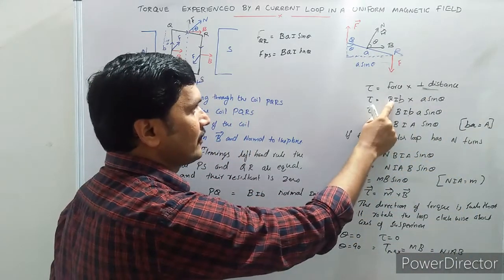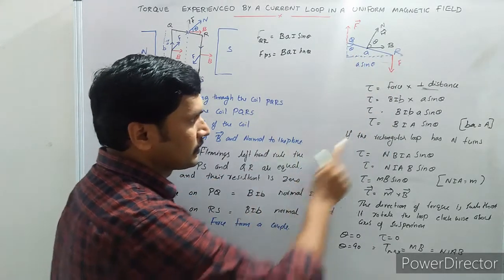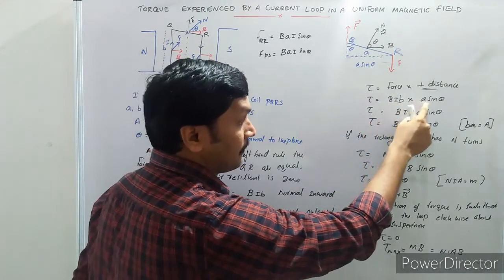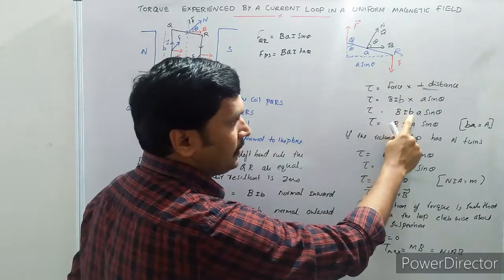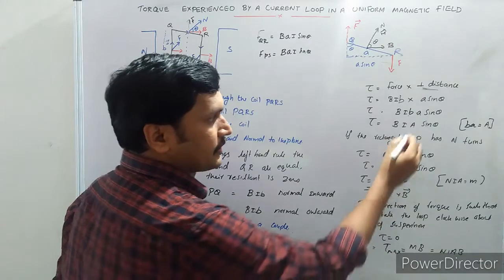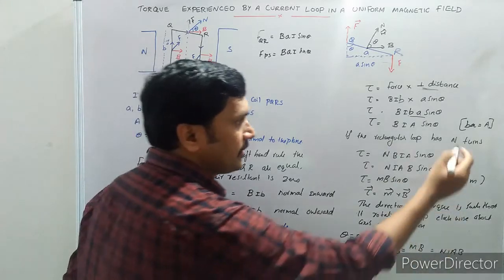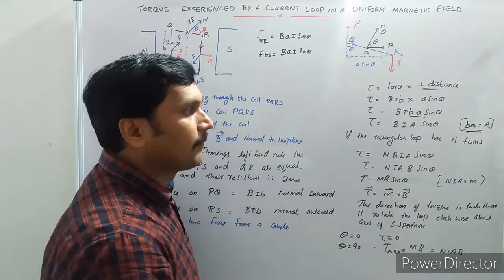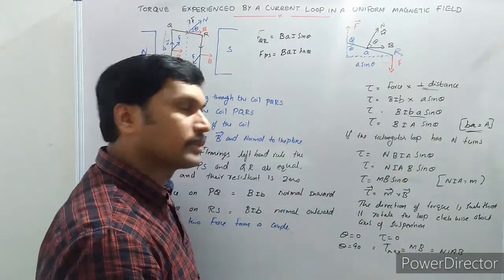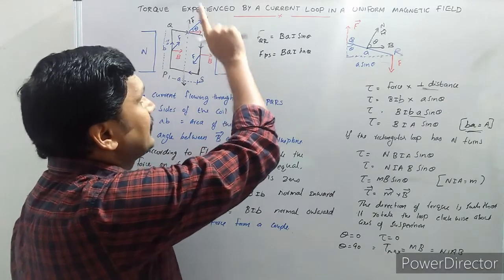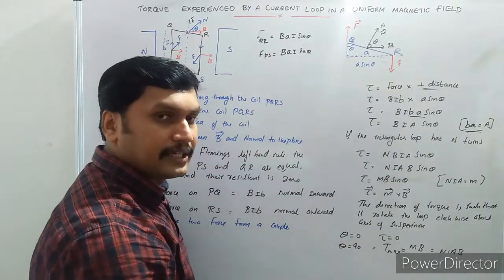Substitute either of these forces, having a magnitude of BIb. So that is BIb into the perpendicular distance a sine theta. That is BIb into a sine theta. Now instead of b into a, that is the length into breadth of this rectangle, can we write it as area? b into a is equal to area. That is, torque is equal to BIA sine theta. What is theta? The angle between the normal and the magnetic field direction at that instant.